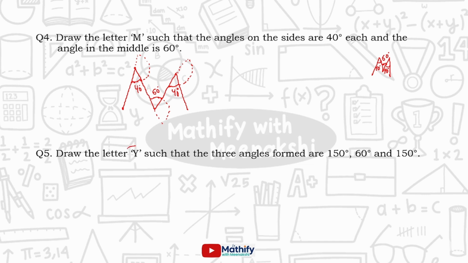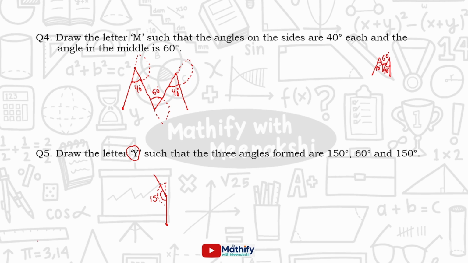You have to draw letter Y such that 3 angles are 150, 60 and 150. First you will draw a line like this, and then you will keep your protractor again like this and measure 150. You will see 0 and then see where is 150. Suppose it's here, so you will join that and write it's 150 degree.